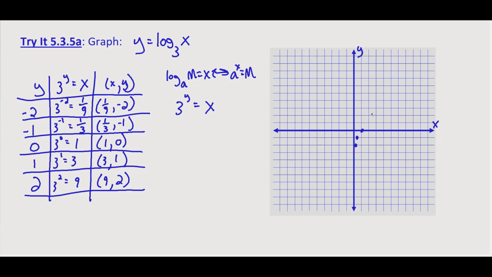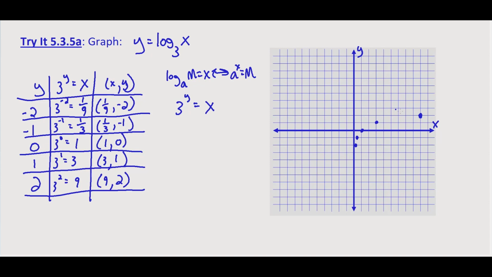And if you'll notice, this looks really familiar as far as the shape is concerned, only it's transposed across the axes. The shape itself is similar to the exponential functions, y equals a to the x. So we have our third point at 1, 0. Our fourth point is at 3, 1. And then 9, 2. So 1, 2, 3, 4, 5, 6, 7, 8, 9, up 2.